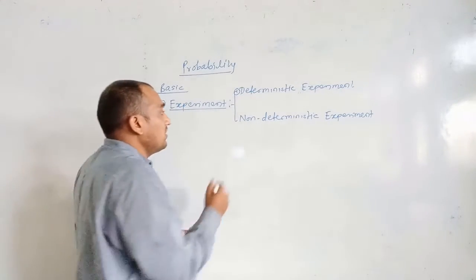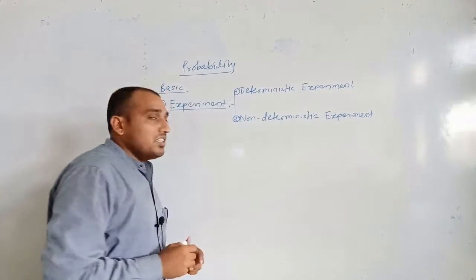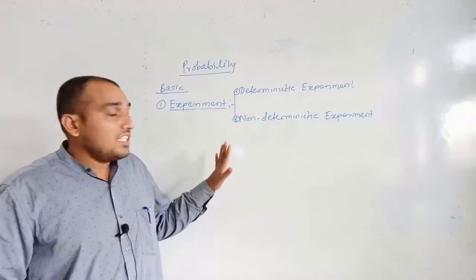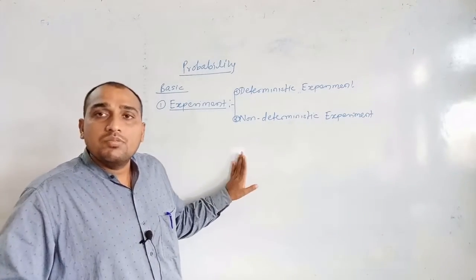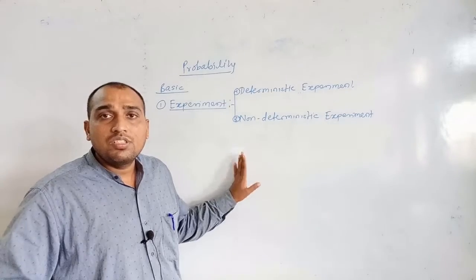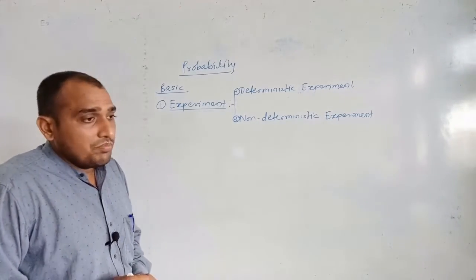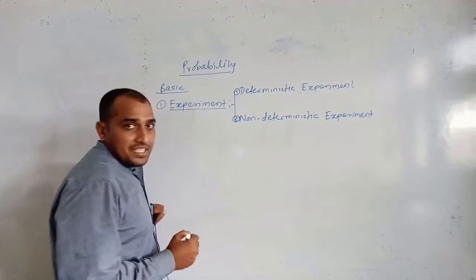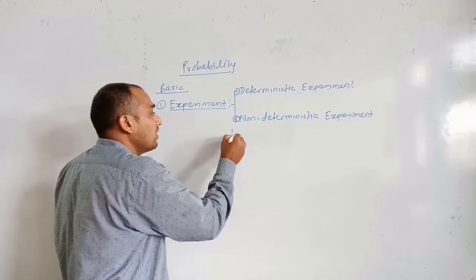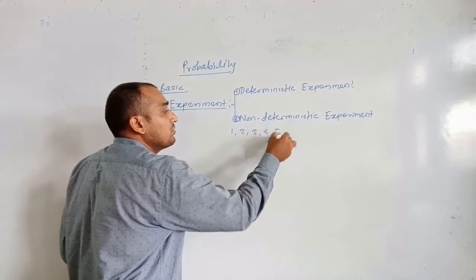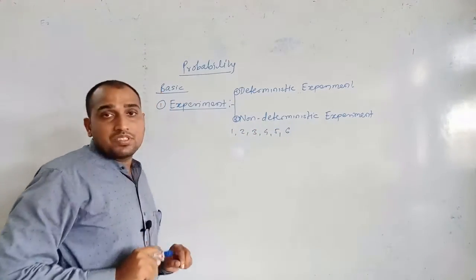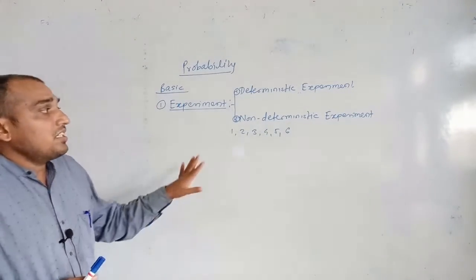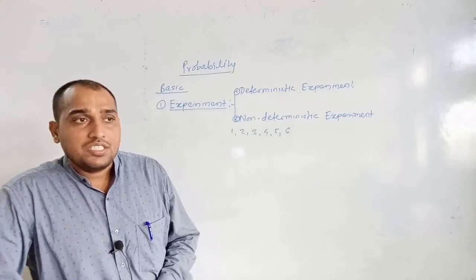Number two is non-deterministic experiment. Non-deterministic experiments are experiments having more than one outcome. In this experiment, we cannot predict the outcome, and it does not follow predictable phenomena. For example, if your experiment is rolling a die, what are your outcomes? 1, 2, 3, 4, 5, 6. We can't predict which number will come. So this type of experiment is called a non-deterministic experiment.